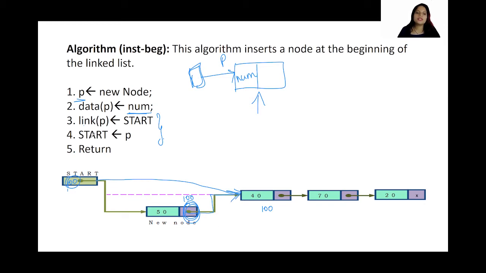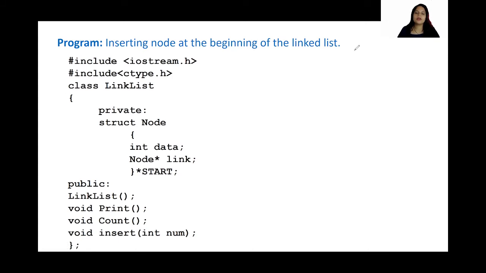And then I'm going to say start is linked to P. So start, I'm going to remove this connection and then connect it over here. I hope this is clear. By doing that, I'm adding this as the first node, making this the very first node. So this is how we add a node into the beginning of the linked list. Now let us see the program for this.